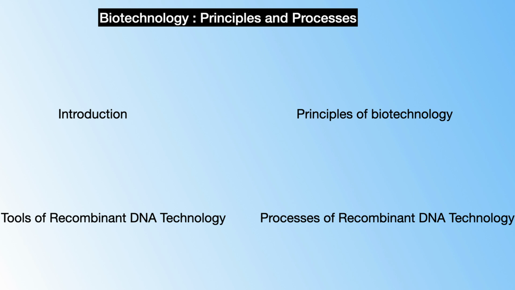Fourth is the ligation into a vector. Fifth is the transformation, that is, moving it into the host. Sixth is culturing the host at a large scale. And seventh is extraction of the final byproduct.